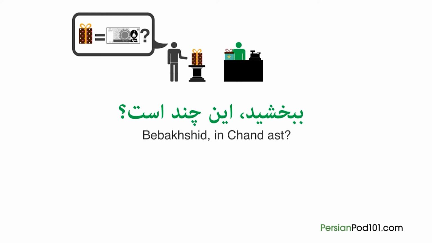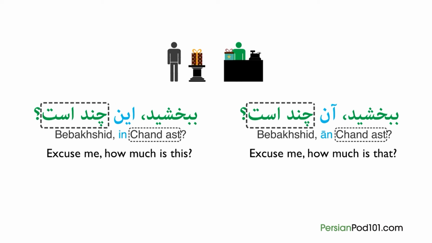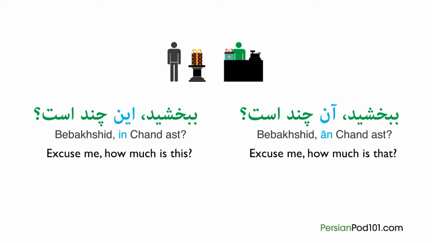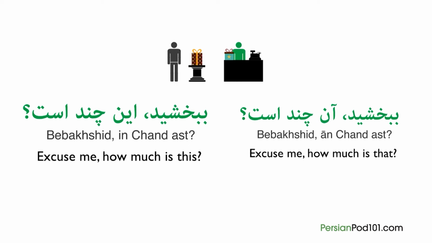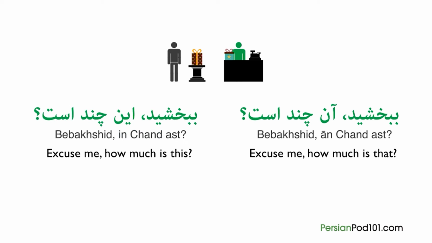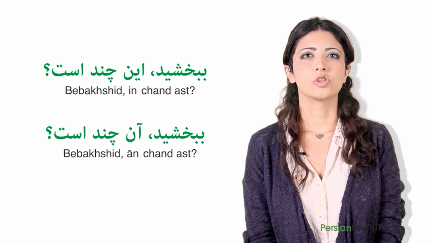Asking, how much is this? Or that. That's why we need to add either this or that before چند است. Since Persian is a gender-neutral language, you will only use this or that, as in English. It always agrees between genders. This, in, that, on. How much is this? این چند است. How much is that? آن چند است.